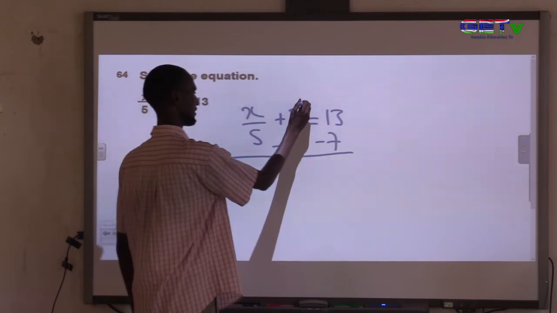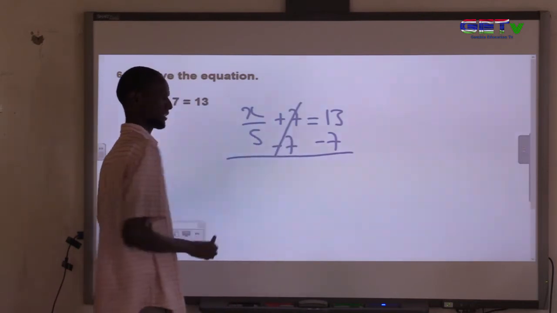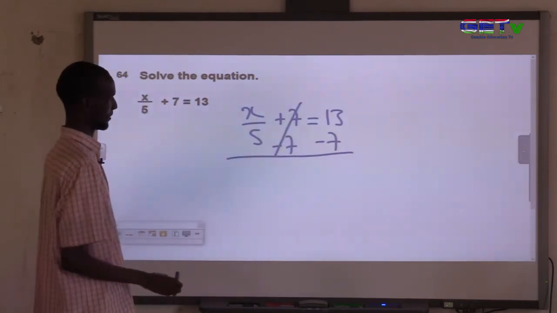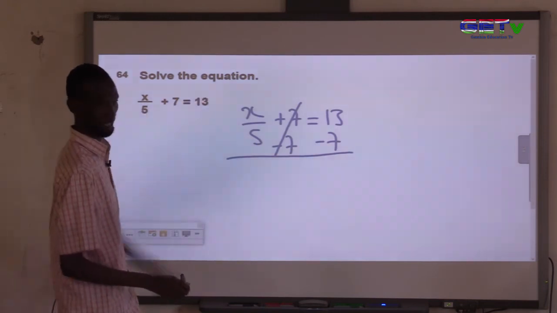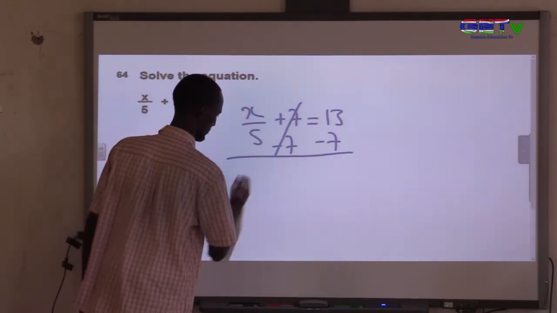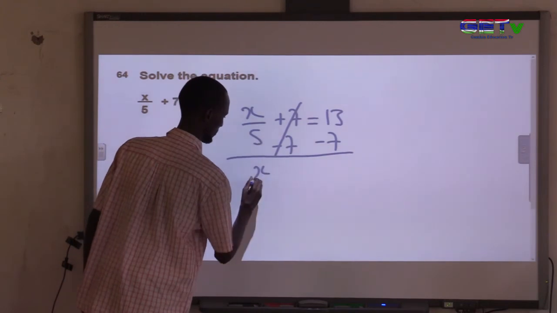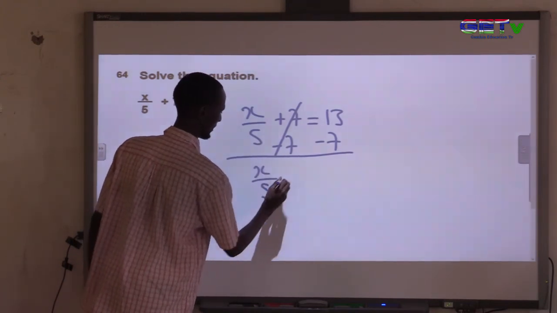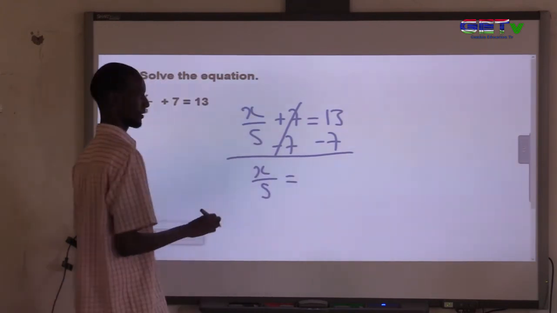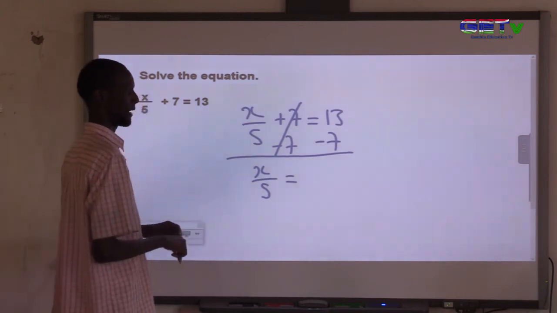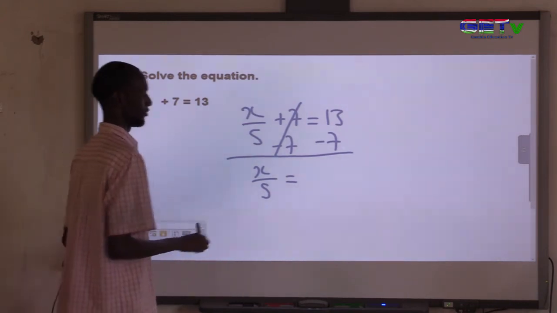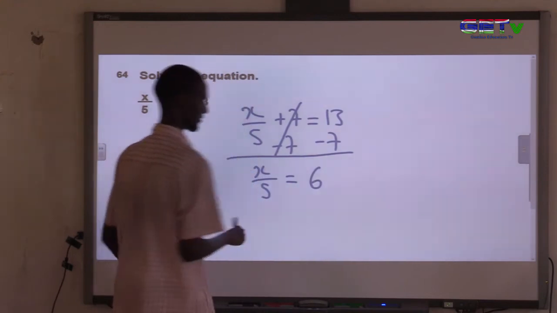And that gives me the 7s will cancel out because 7 minus 7 is 0. But still, I'm left with x over 5 on this left-hand side. So I bring it down. x over 5 equals 13 minus 7 should give us 6.